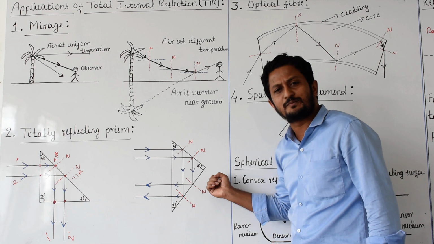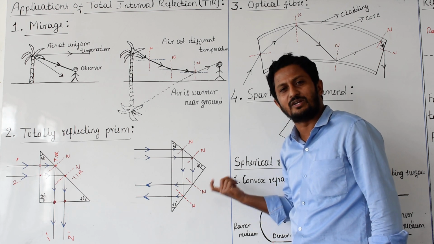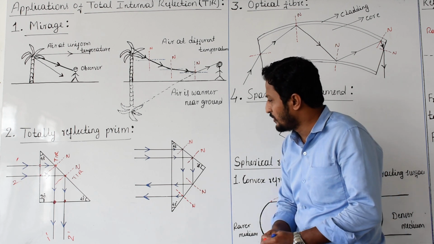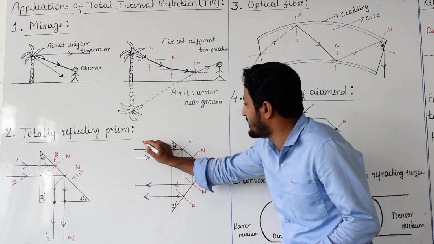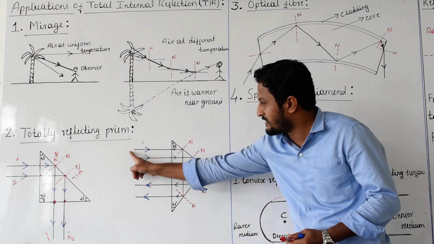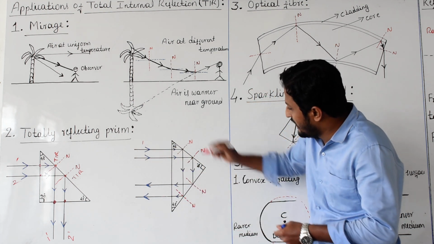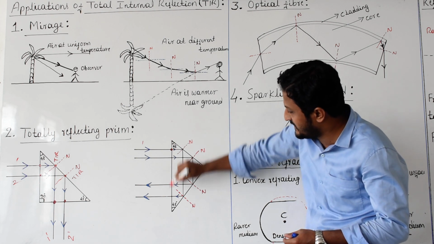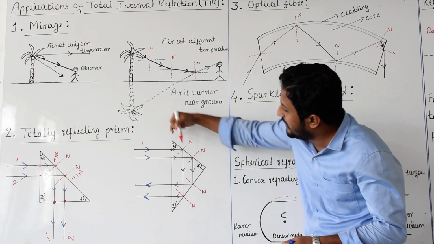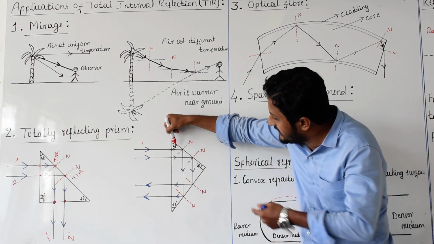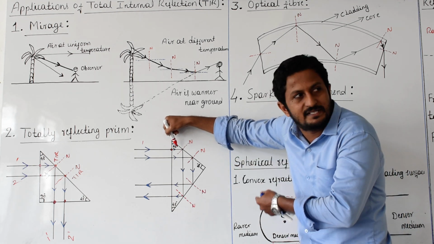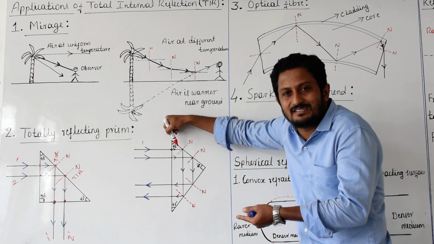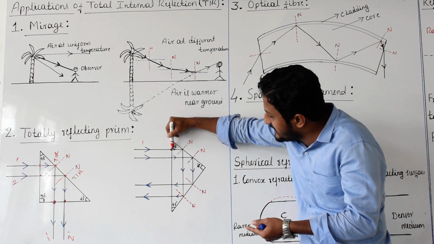So now look at this prism. This is also a totally reflecting prism. Now look here. This is our first light ray. It's coming and going to hit here. This line is the interface. On this side, air is there, inside that prism material is there. That may be glass. That's why it is an interface.